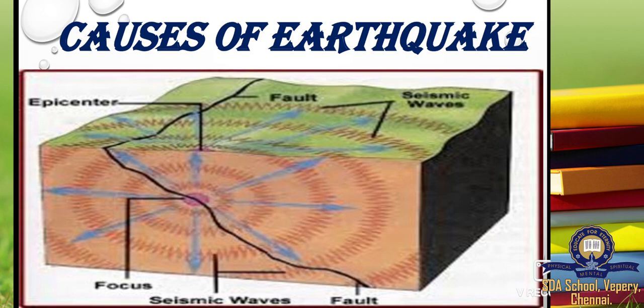Next we are going to see how these earthquakes are caused. Causes of the earthquake. The chief cause of earthquake is the sudden slipping of a portion of the earth's crust along fractures or faults. The movements of the molten rocks underneath the surface produce strains which break the rocks apart. Another cause of earthquake is volcanic activity.